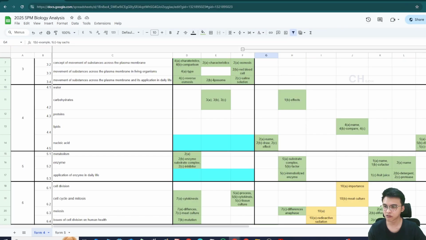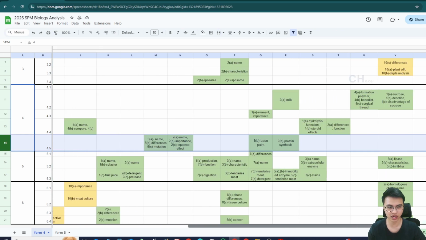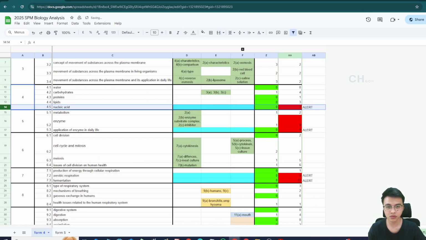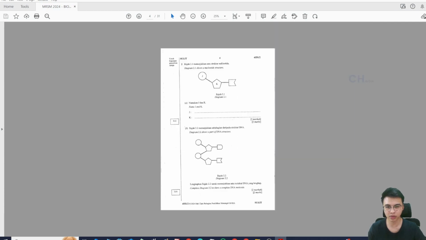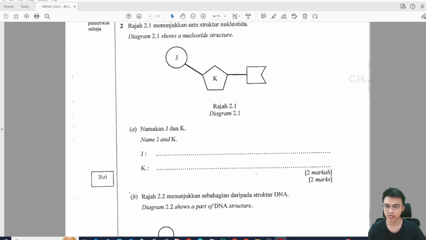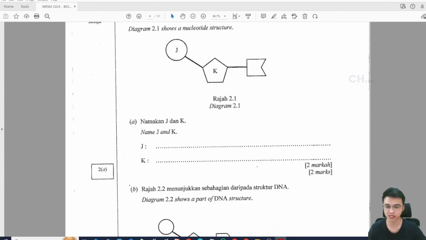You can see for chapter 4, nucleic acid came out a lot of times. How many times? It came out 7 times, and none of the questions came out in your SPM before. In the MRSM, question 2 also had this kind of question. Name what are J and K? I'm pretty sure you guys know this is going to be a nucleotide structure of the DNA.